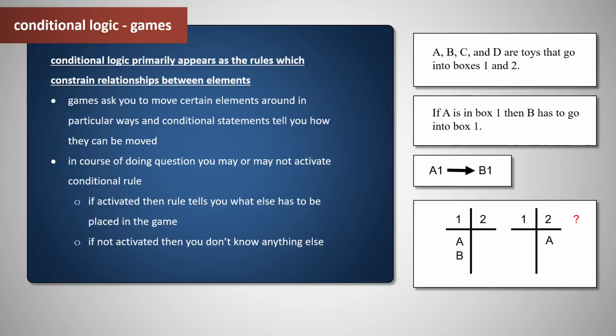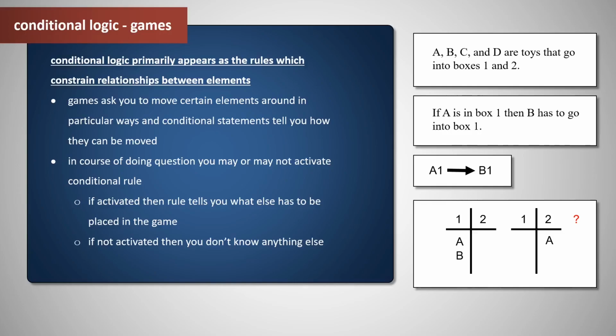The point is that this diagram on the right, where we put A1 under 2, does not activate that rule. So it does not activate the conditional rule. So you can't put any additional information from that rule, in this case that B is in 1 or whatever it might be, into the diagram.